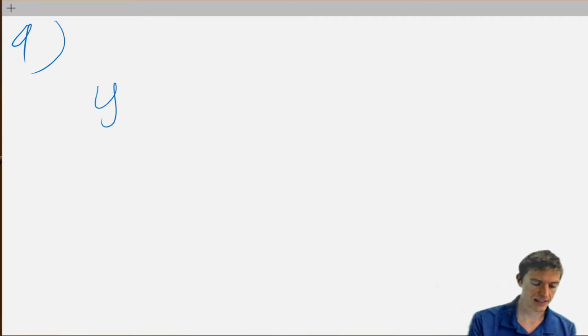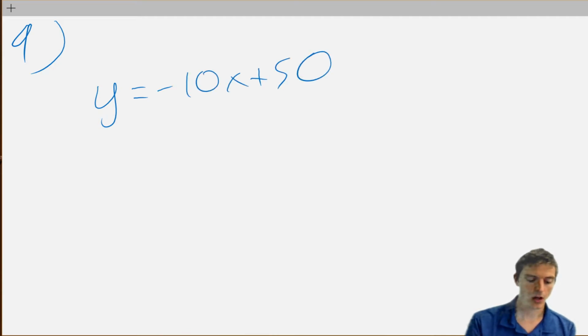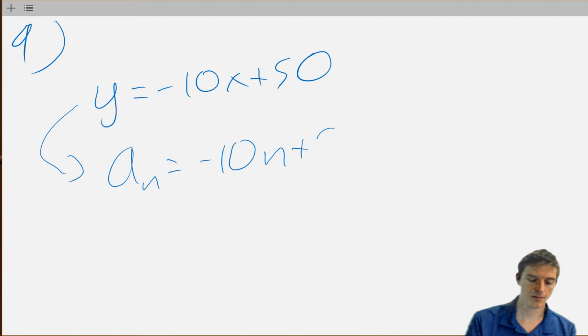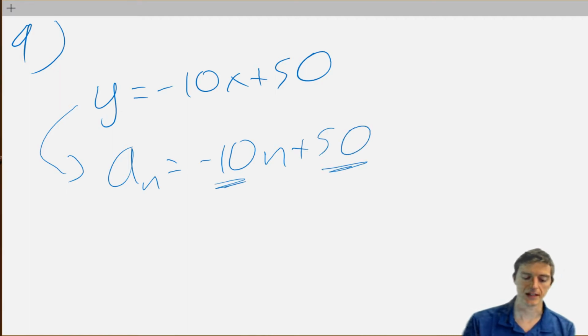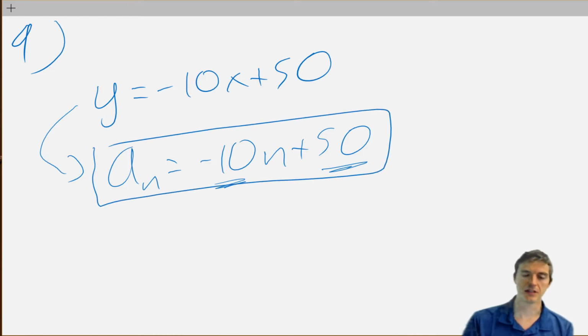So if I was to write this as a linear equation, I would say my slope is negative 10 and I start at 50. Well, to write that as a sequence, I just say a sub n equals negative 10 times n plus 50. This is the amount that I change by, and this is my starting value. So in explicit form, I do it like that.